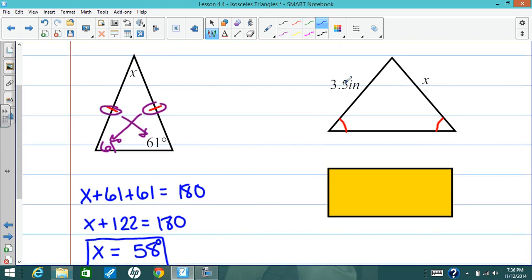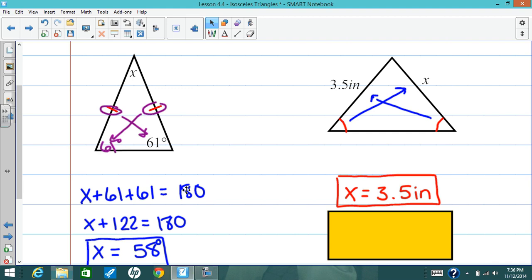Over here I have two congruent angles. So the sides opposite of them are congruent to each other. So X should be congruent to 3.5. Those lengths should be equal. They're both 3.5 inches.